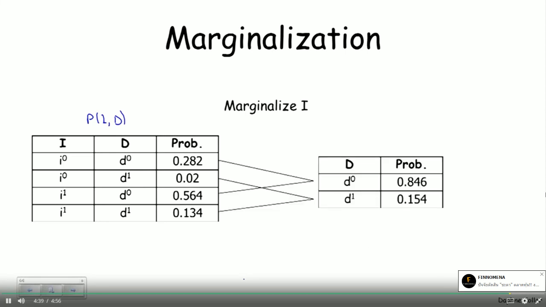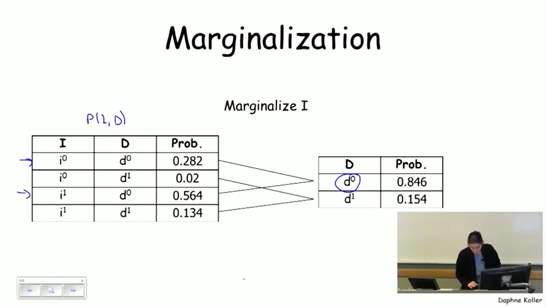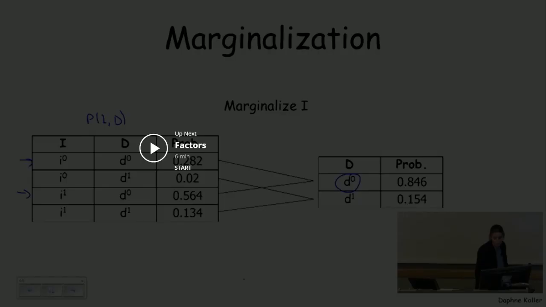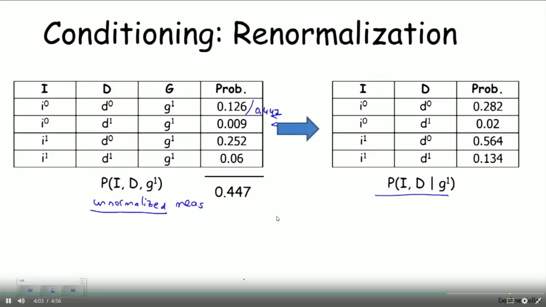So, for example, if I want to compute the probability of d0, I'm going to add up both of the entries that have d0 associated with them, the one corresponding to i0 and the one corresponding to i1. And that's the marginalization of this probability distribution.